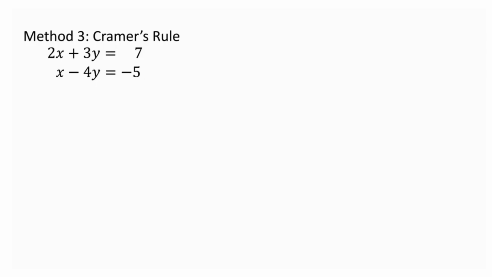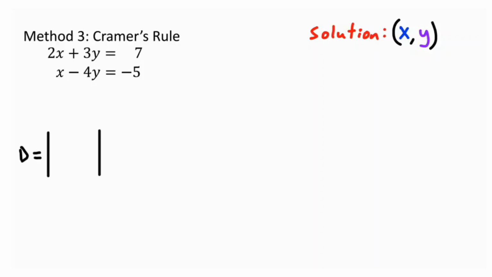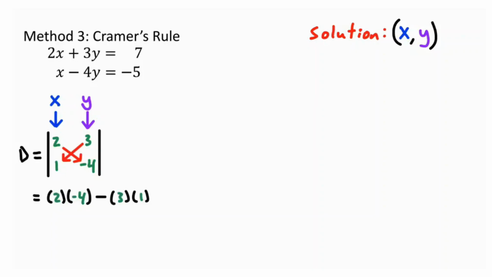For method 3, Cramer's rule, we still want our solution (x, y). We'll first need to set up our D, which is our determinant. First, we have our coefficients for x, which are 2 and 1, and we write it this way. Then our coefficients of y, which we write as 3 and -4. Next, let's solve for the determinant of this 2 by 2 matrix. We have 2 times -4, and then we subtract off 3 times 1. Simplify this, and we get D to be -11.